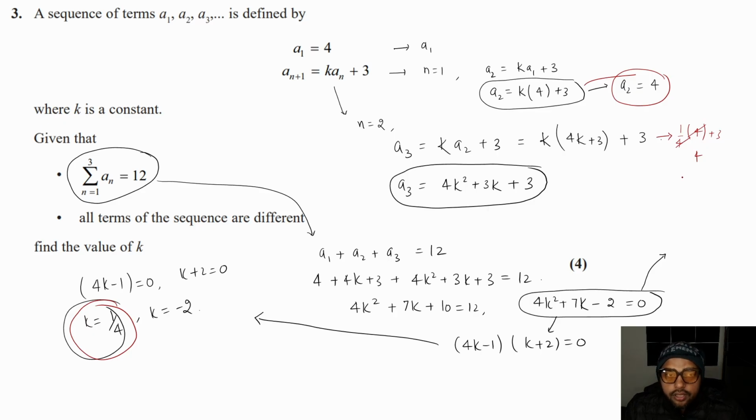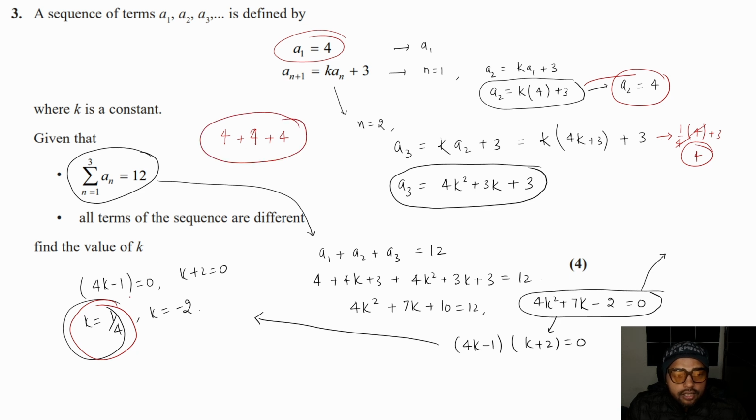Okay, again we are getting 4. And even they have given in the question that it is equal to 4. So we can say that a1 is 4, a2 also we are getting 4, and a3 also we are getting 4 on plugging the value of k equals 1 by 4.